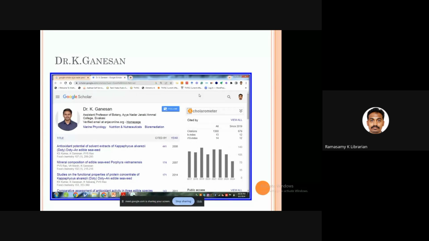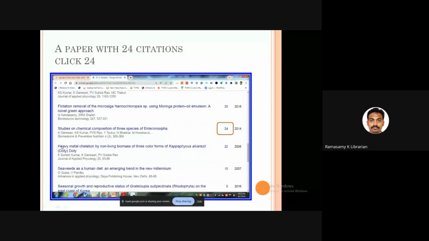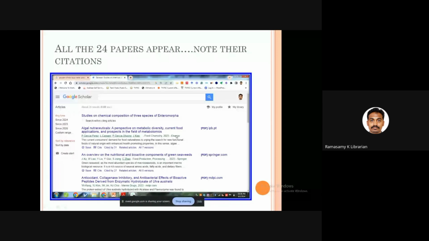For example, I give an example. There is an author called Dr. K. Ganesan, and this particular author has got one paper which was cited by 24 others. That means 24 people have cited this particular author. I just click this to understand who are those 24 people. 24 papers have cited this particular paper. I want to see what are those 24 papers. Just click it. These are the 24 papers.